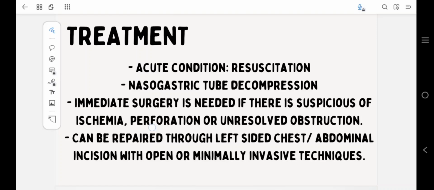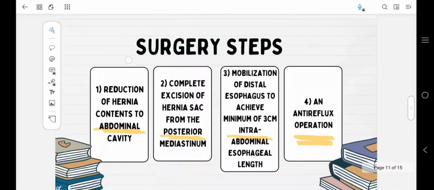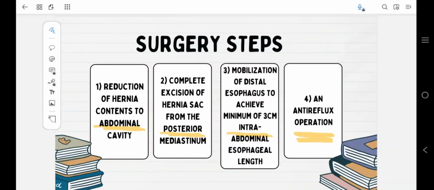And this surgery can be done through left-sided chest or abdominal incision with open or minimally invasive techniques. Mostly laparoscopic repair is preferred. So there are 4 steps of surgery. The first one is reduction of the hernia contents to the abdominal cavity. Second is complete excision of the hernial sac from the posterior mediastinum. Then we mobilize the distal esophagus to achieve a minimum of 3 cm intra-abdominal esophageal length so that there is tension-free repair. And final step is to do an anti-reflux operation.